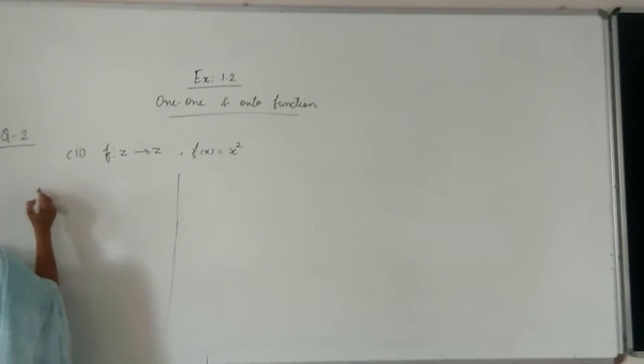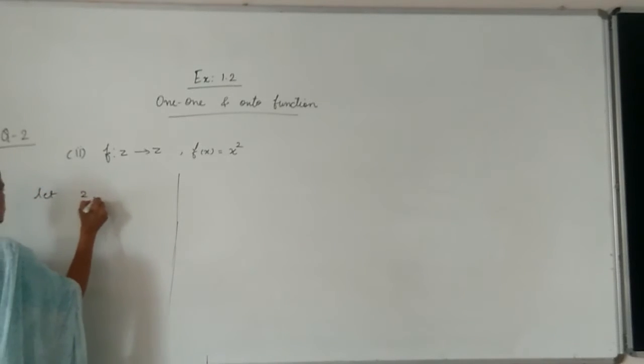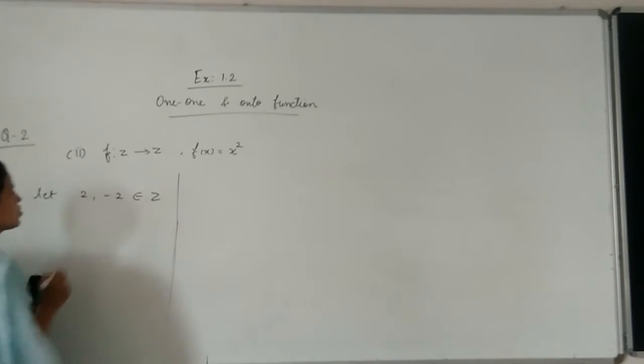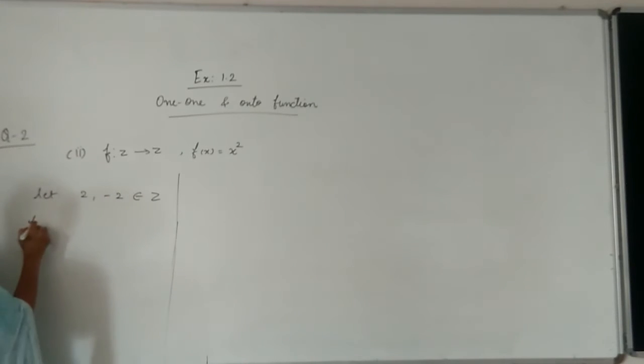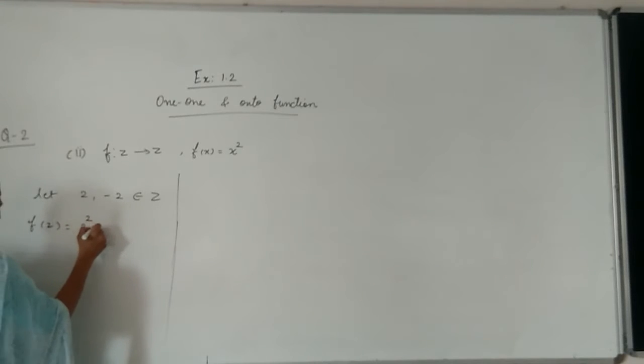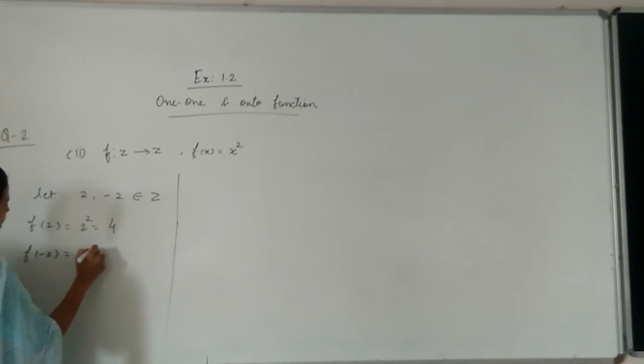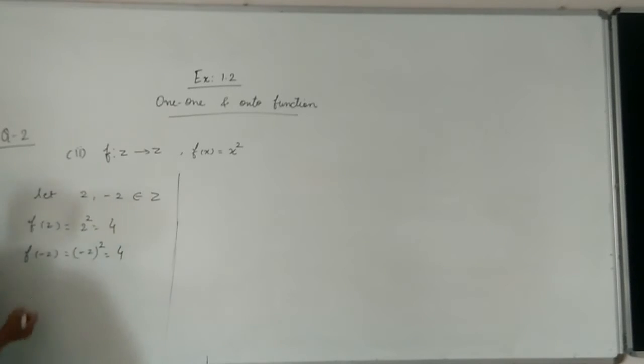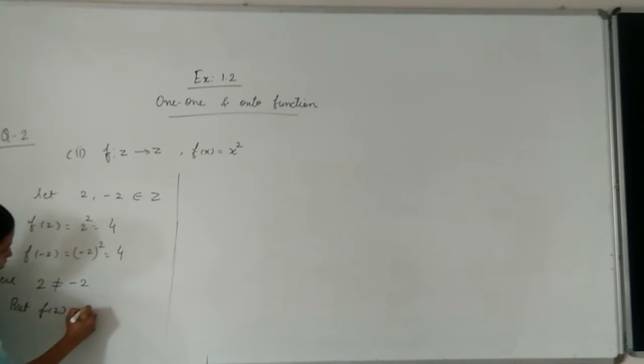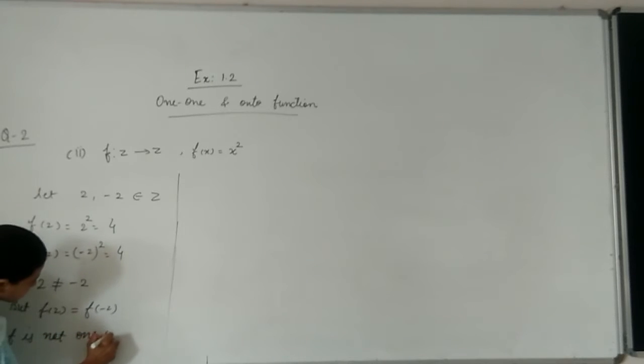Here we prove it is not 1-1. Let 2 and minus 2, which belong to Z, obviously. Then f of 2 is equal to 2 square, that is equal to 4. f of minus 2 is equal to minus 2 square, that is equal to 4. So here what we have, 2 is not equal to minus 2, but f of 2 is equal to f of minus 2. Therefore, f is not 1-1.